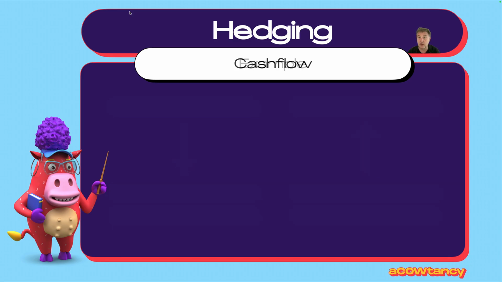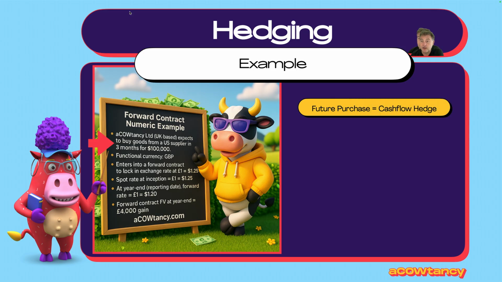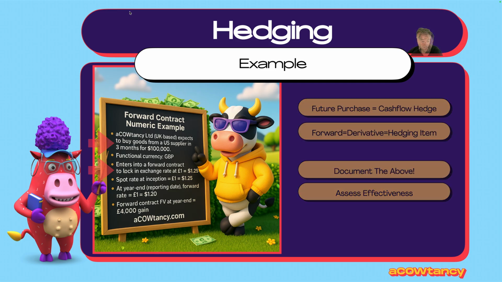Okay, let's do a little example. So you can see here, as soon as you see it expects to buy goods in the future, because it's a cash flow in the future, you know it's a cash flow hedge. And then it says it's a forward contract. So the forward contract is the hedging item, isn't it? Okay, and then you document those two. Remember, you have to say this is the hedged item, this is the hedging item. Got to document them. You've got to say, I expect them to work more or less effectively.